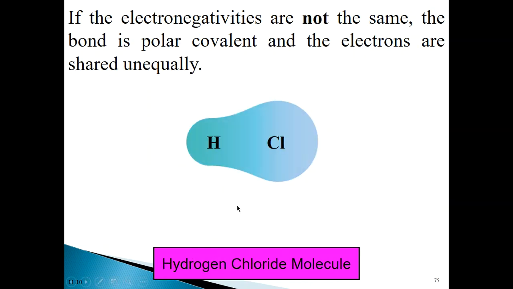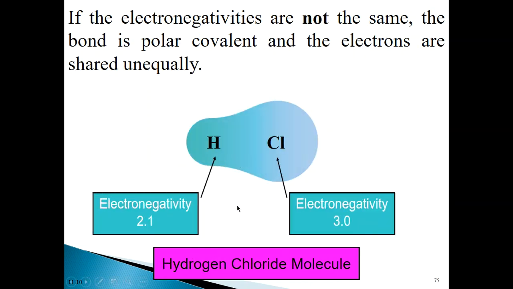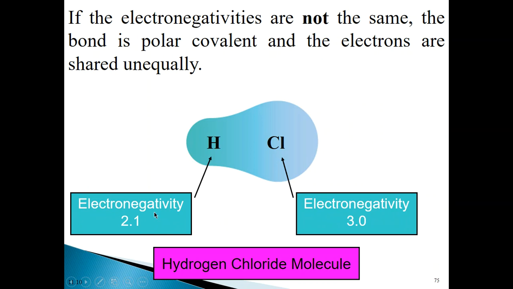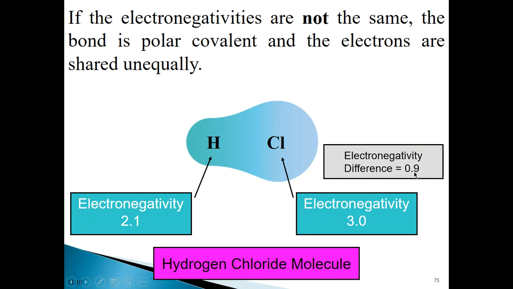In the case of hydrogen chloride, however, hydrogen has an electronegativity value of 2.1. Chlorine, its value is 3.0. The difference is 0.9. 0.9 is greater than 0.4, but less than 1.7.